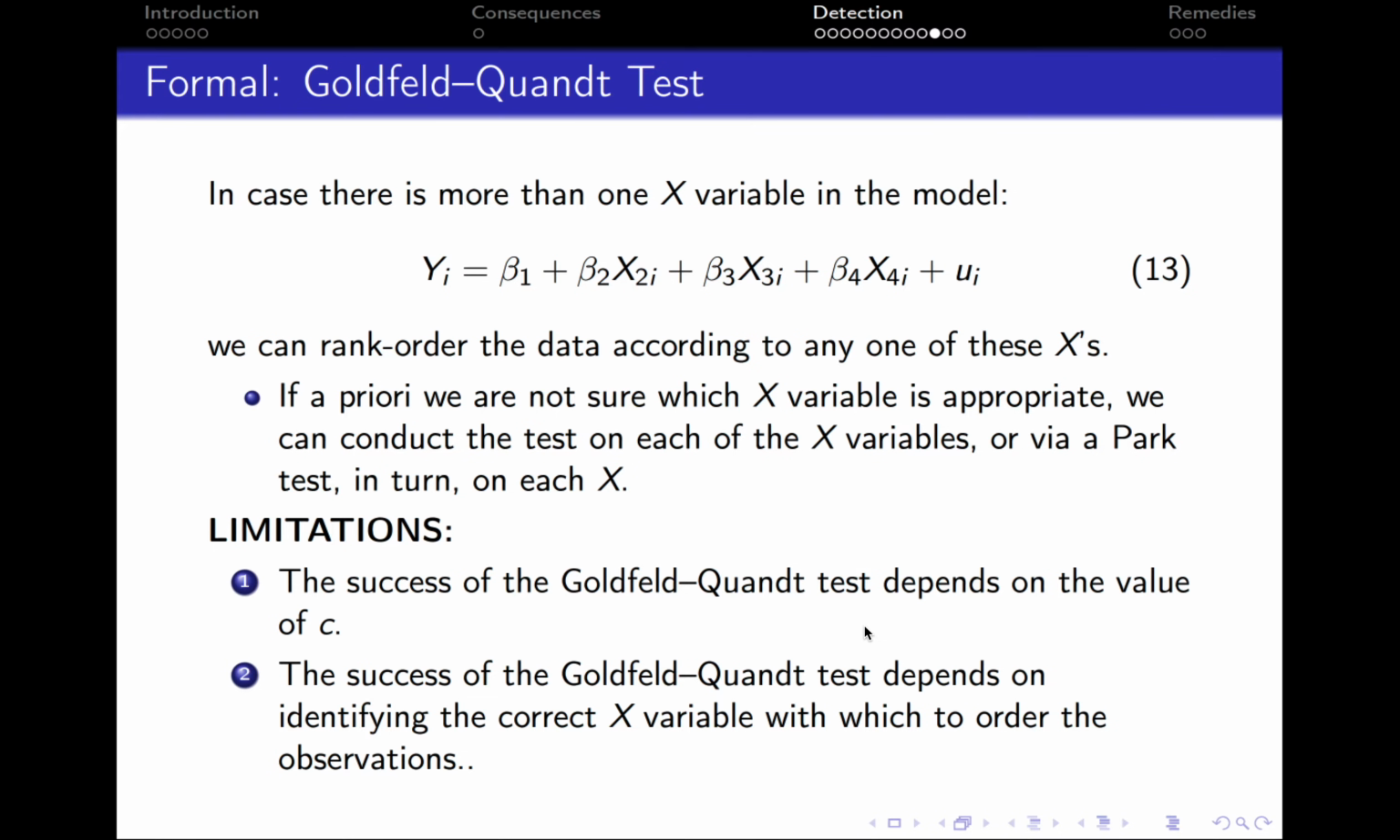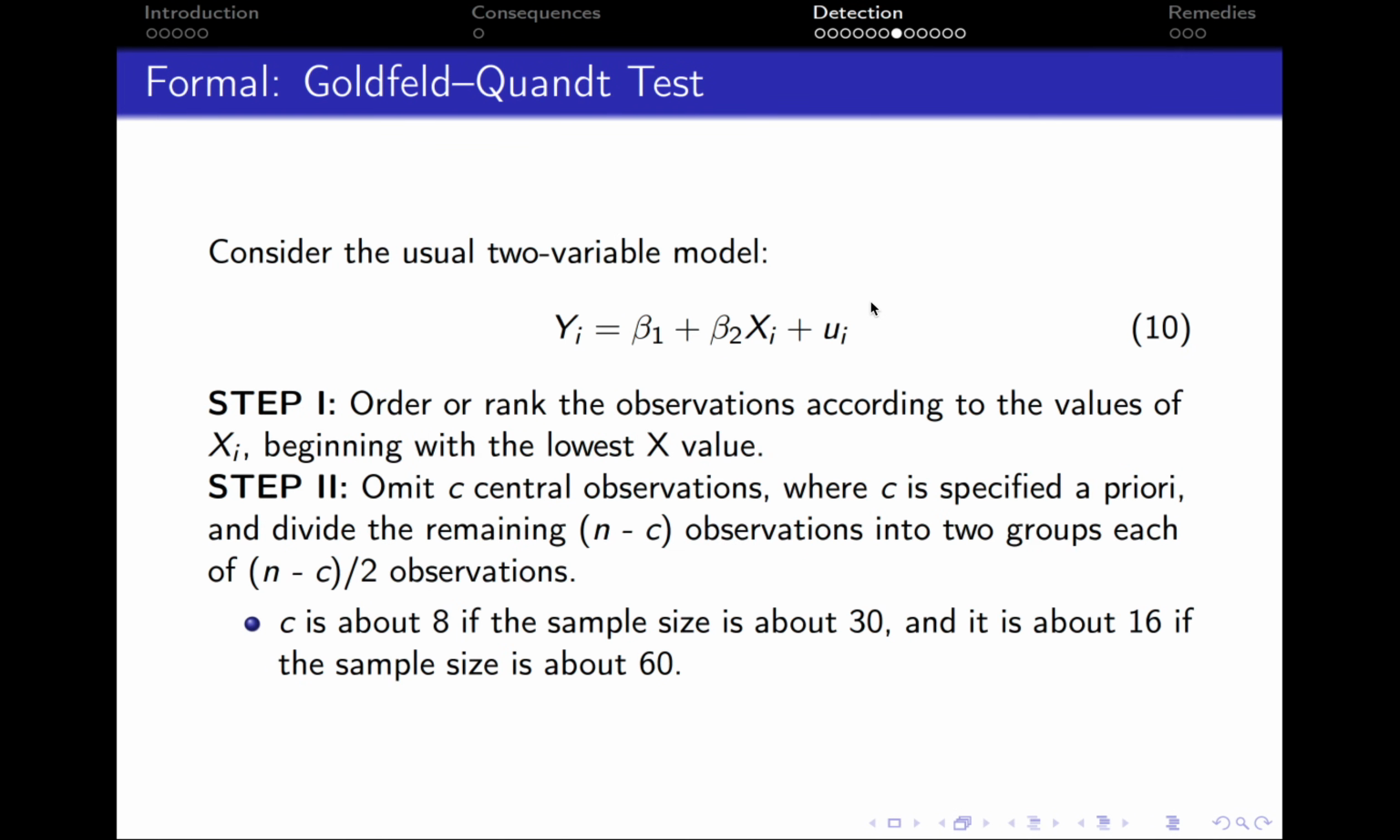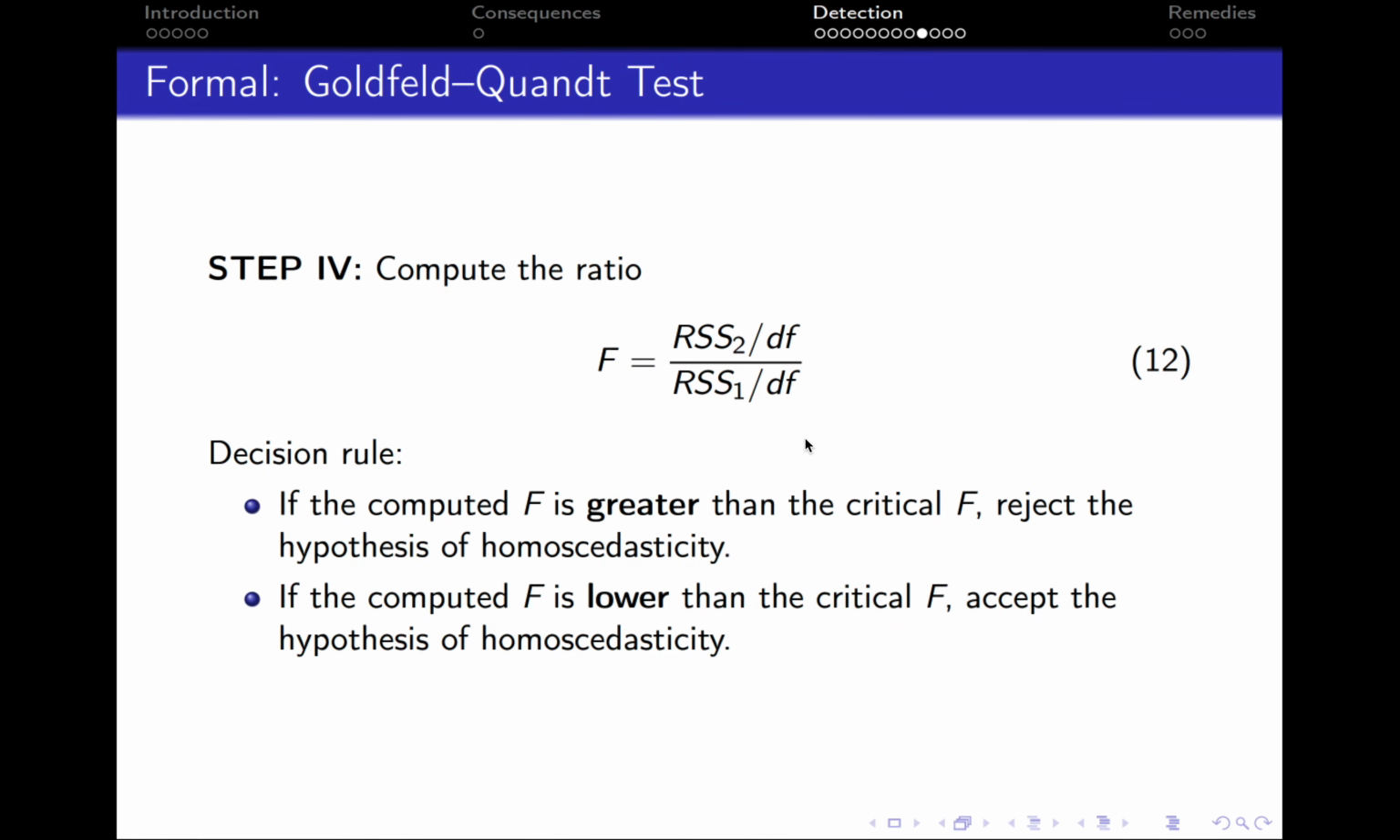In case there is more than one x variable in the model, like for example this equation where we have 3 independent variables, then we can rank order the data according to one of these x's. And if a priori we're not sure which x variable is appropriate for rank ordering, then we can conduct the test on each of the x variables, or we can choose the x variable using the Park test. What is meant by conducting the test on each of the x variables is the following: we will undertake the same procedure step by step, but for each x variable.